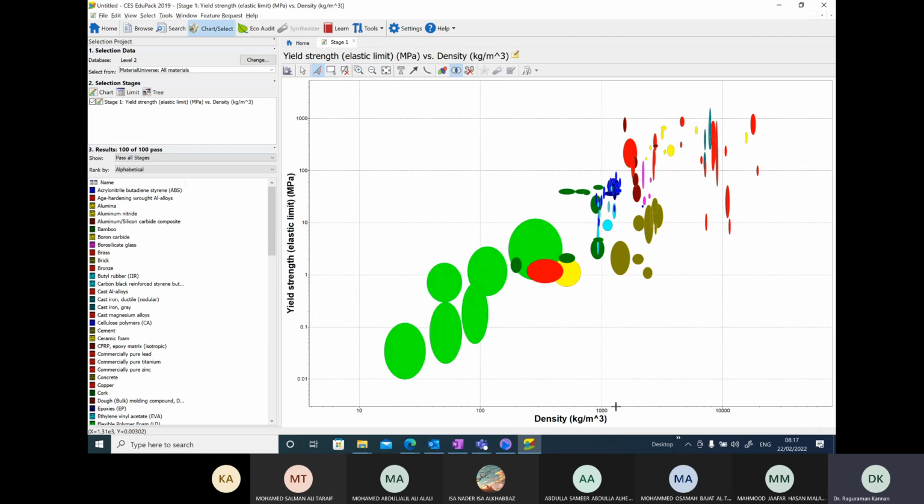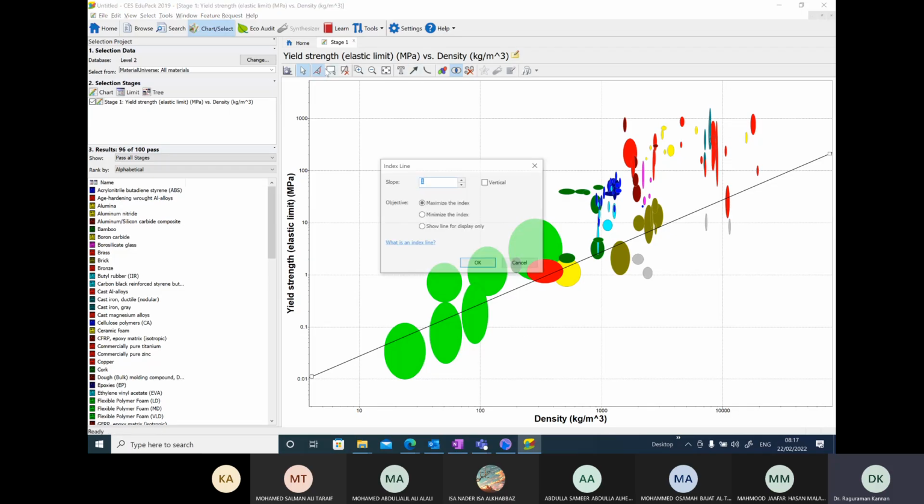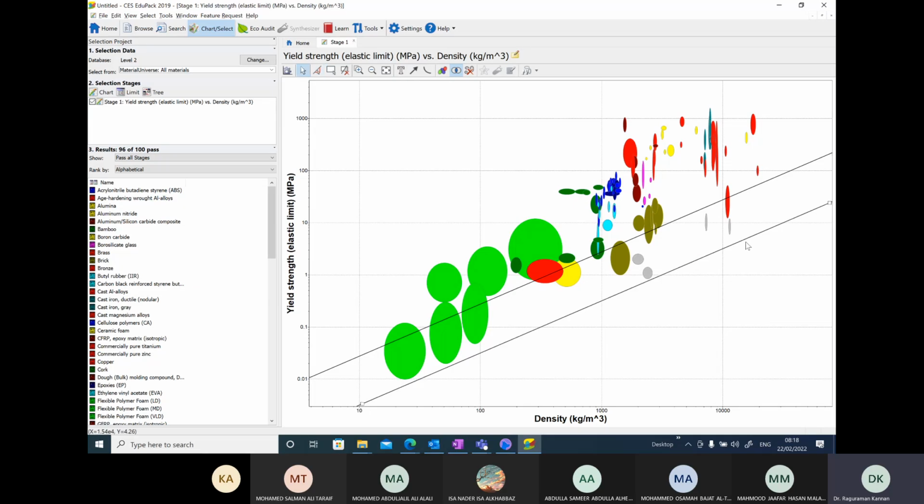So let's see here. We can draw at various locations. Maybe if you try to draw the line over here, this is the line you get, and in the same way we can draw more lines if you need. So you can draw these lines parallelly and make a selection.